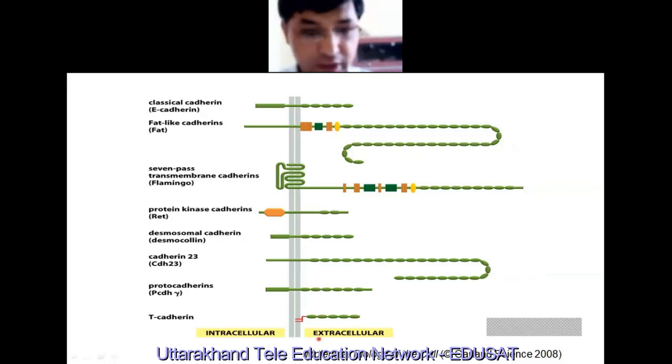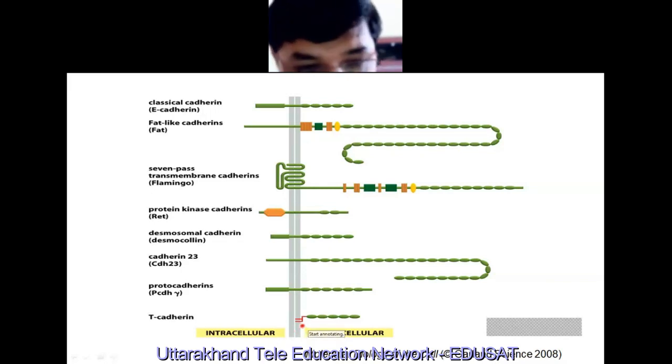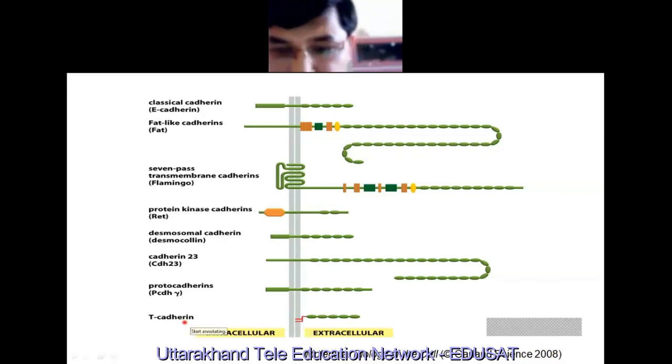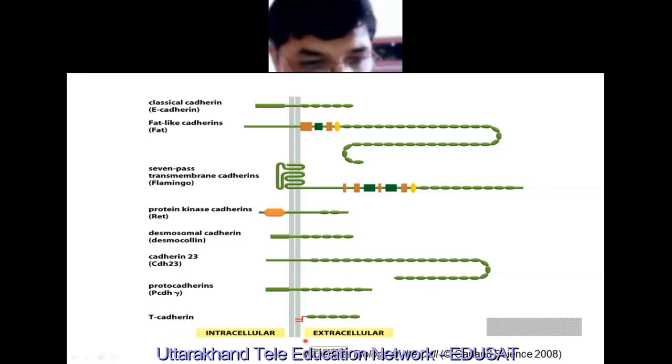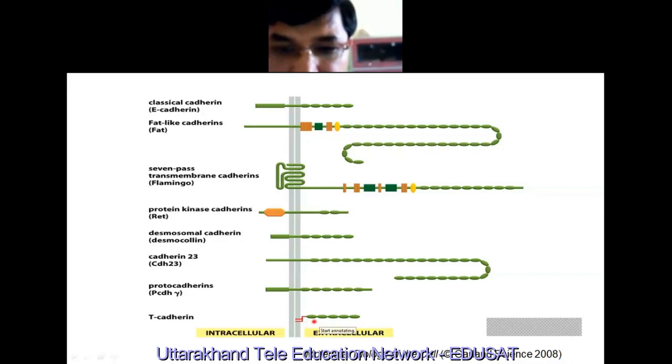the T cadherin. The basic difference of T cadherin is that it has no transmembrane domain. This is very important for students, and a question for competitive exams also. The T cadherin is just like an extrinsic, peripheral protein. It is a non-classical cadherin. This here is a protocadherin; it is also a non-classical cadherin, and this has a transmembrane domain.